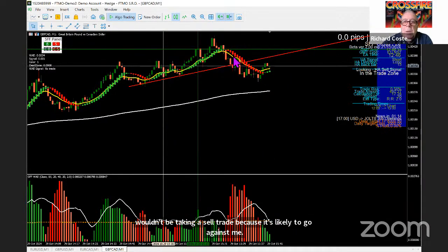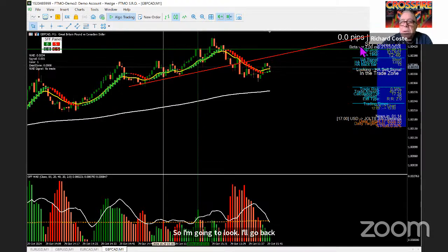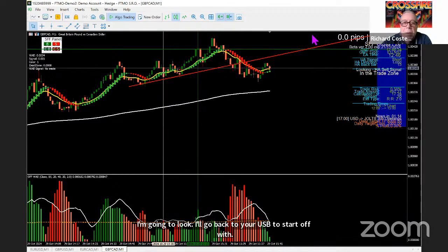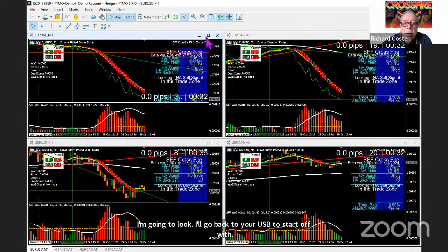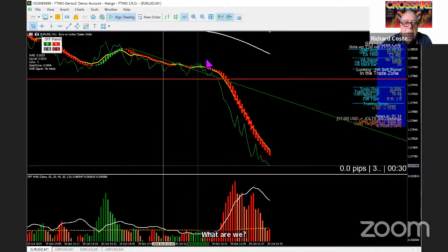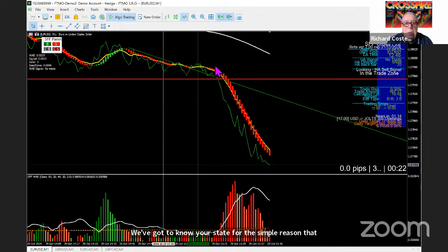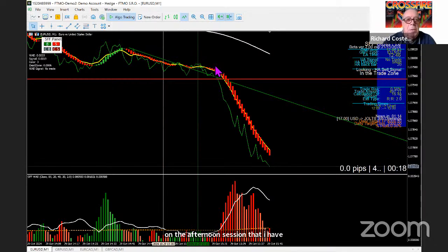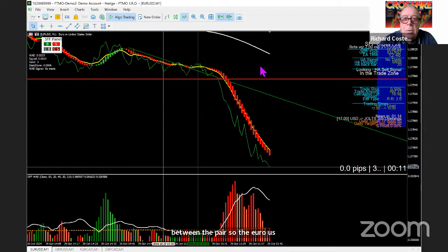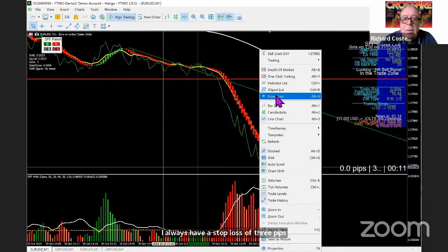And also, look what's going on here. So I'll go back to Euro USD to start off with. Where are we? Go back to Euro USD for the simple reason that on the afternoon session, there's only one difference in my settings between the pairs. So the Euro USD, I always have a stop loss of 3 pips. So I'm going to go with a right click on there.